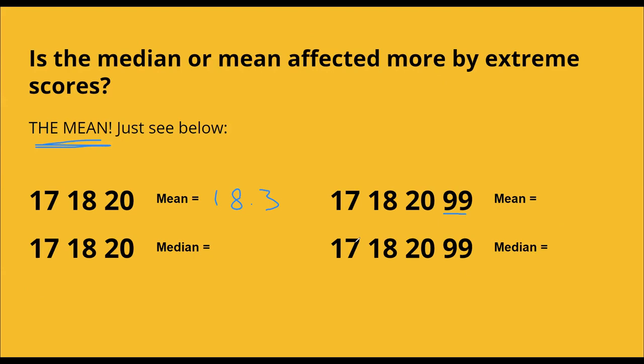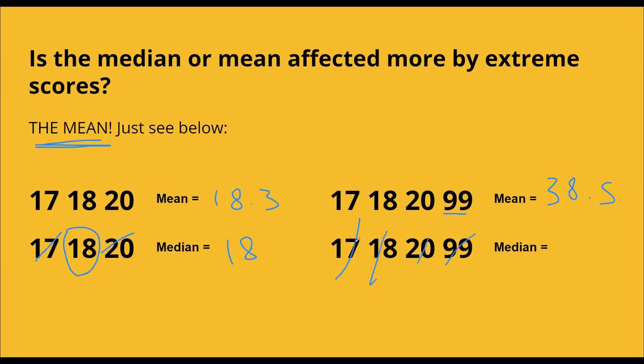All right, and that's obviously an extreme score. And score doesn't always mean like that it's grades. That's just what we call it sometimes. All right, we have to divide by 4, not by 3 this time. Oh, that's crazy. Now it's 38.5. That's a lot higher. All right, what about median? All right, median, 18.